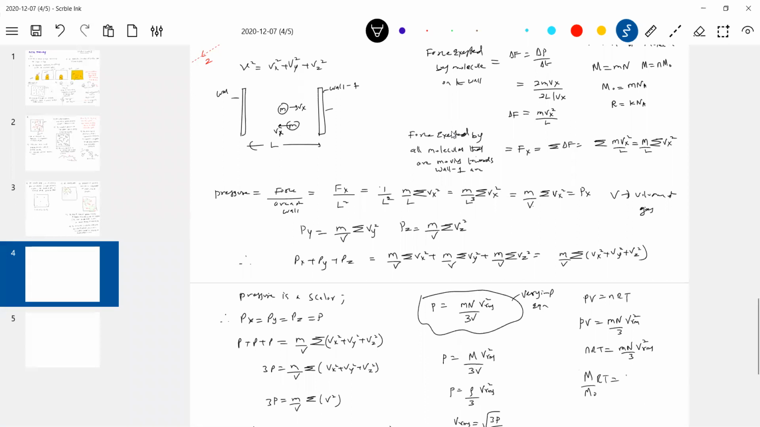Small m into capital N, what can you write it as? Small m into capital N, capital M. So capital M gets cancelled. So what is VRMS? 3RT by m naught. The same equation, because the temperature here we have brought in terms of pressure. Or what is m naught? Or can you bring it in terms of mass of molecule?